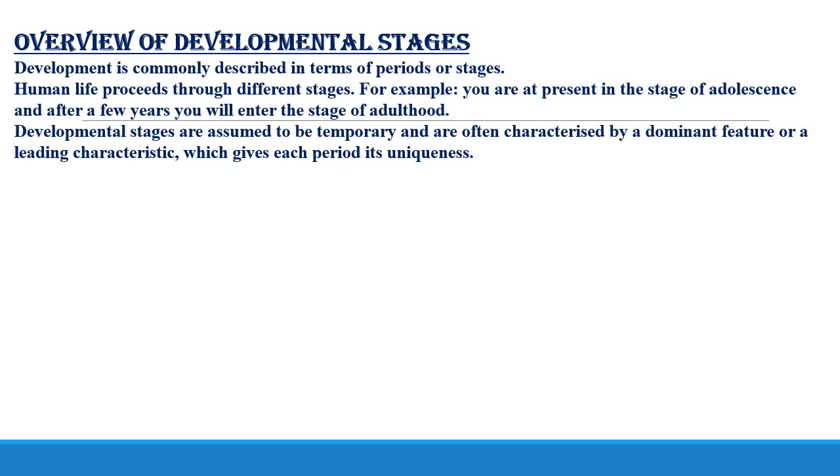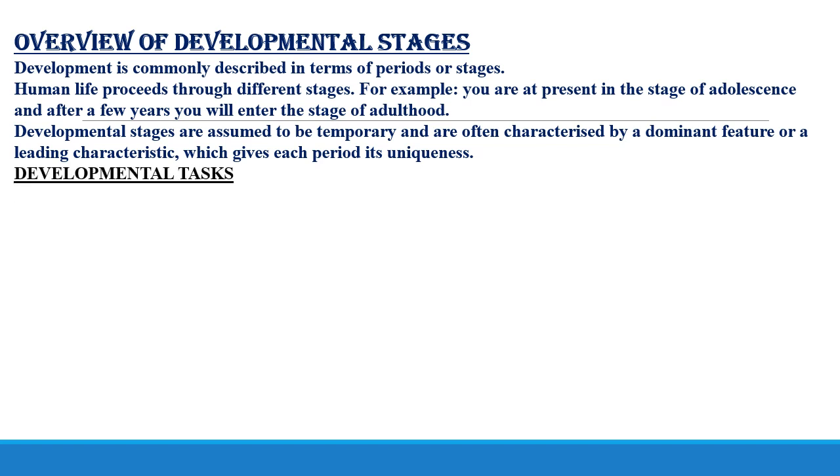Next, let's move on to the overview of developmental stages. So far, we know what development means. Yes. So development is commonly described in terms of periods or stages as well, and human life proceeds through different stages. So for example, you are at present in the stage of adolescence, and after a few years you will enter the stage of adulthood. Alright. So developmental stages are assumed to be temporary and are often characterized by a dominant feature or a leading characteristic which gives each period its uniqueness.